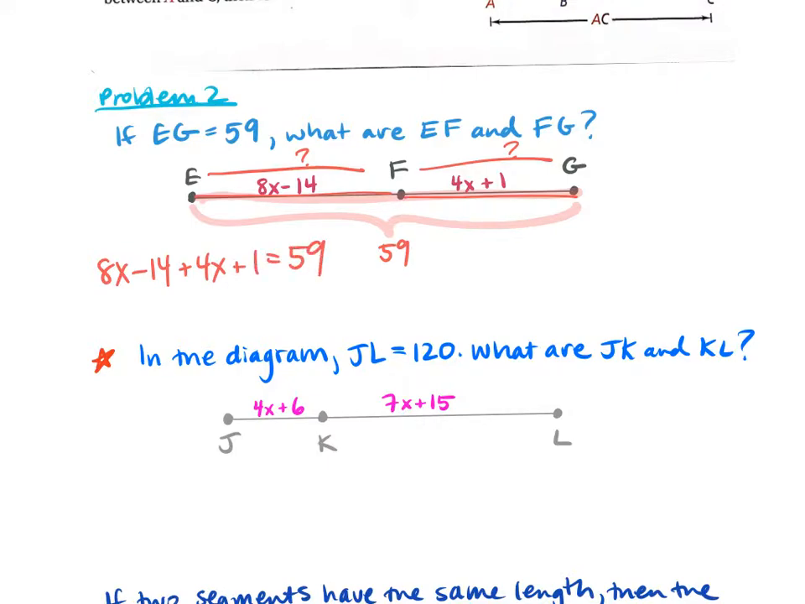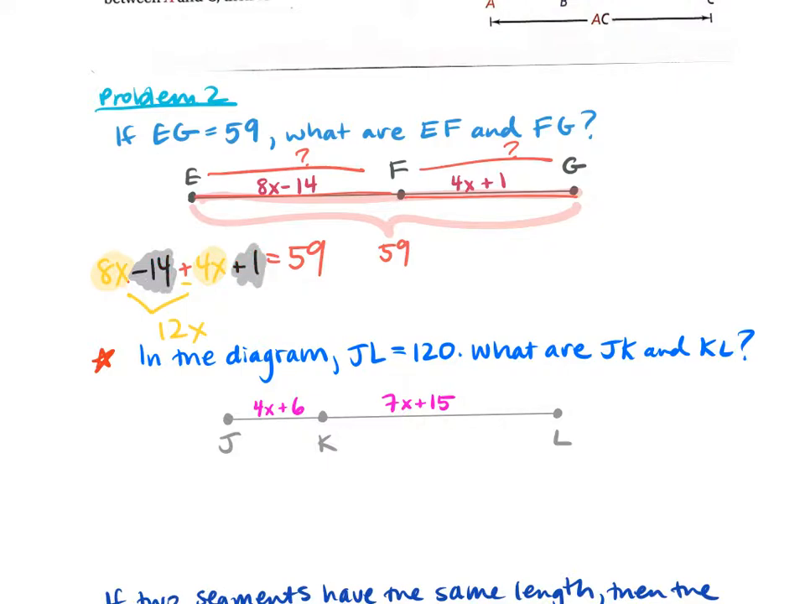So yay, we get to do some algebra. Exciting. Remember, for algebra, we need to combine like terms. So like terms here are going to be, let's start with the x's. This is an x and this has an x. So together, 8x plus 4x is 12x. So these two combine to be 12x. And then this is just a number, negative 14, and this is a number, plus 1.